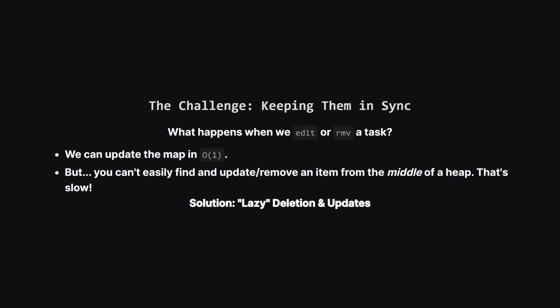Here's the tricky part. Updating the map is easy. But how do we update the priority queue? Finding a specific task buried inside a heap and changing its priority is not something heaps are good at. It would be slow and complicated. So instead of trying to do that, we'll use a clever trick called lazy deletion.